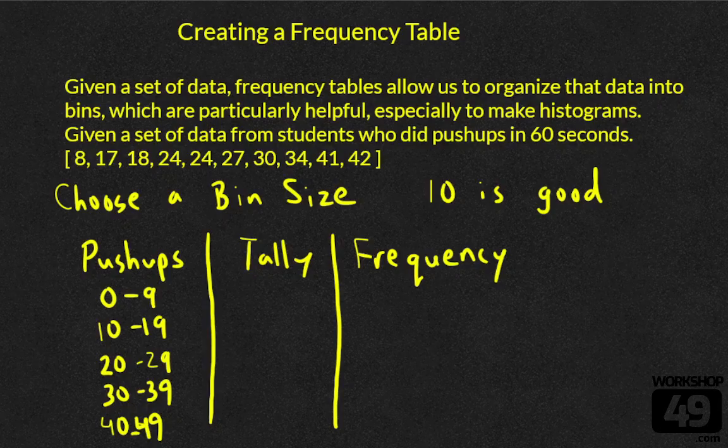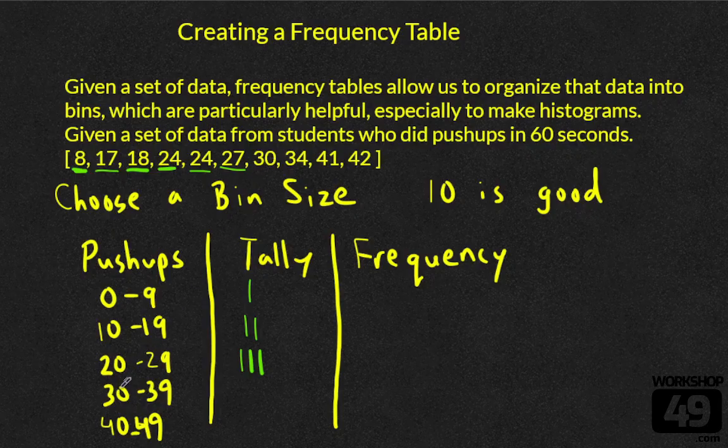So what we're going to do now that we've created our bins with a bin width of 10, we're going to make a tally for each of our numbers. Now, some of my students like to cross numbers out. Be careful. I recommend underlining them just in case you need to double check. So our 8 goes right here in the 0 to 9. And our 17 goes in the 10 to 19. Our 18 also goes here. Our 24, 24, and 27 give us 1, 2, 3 tallies right here.